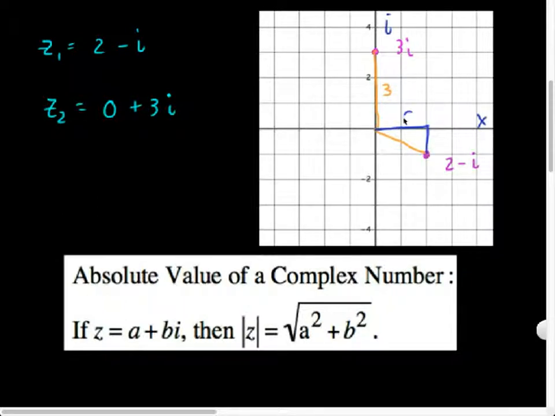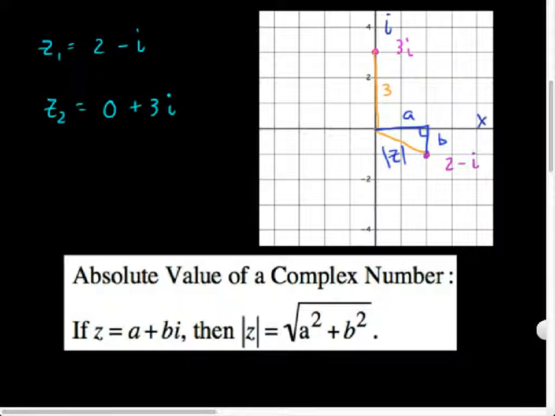Which notice that makes sense. If this is my a, this is my b, it's a little right triangle. To find the absolute value or the distance from 0, this is just the Pythagorean theorem. a squared plus b squared equals c squared, or in this case the absolute value of z would be this hypotenuse, like so. Right? So that's good stuff.